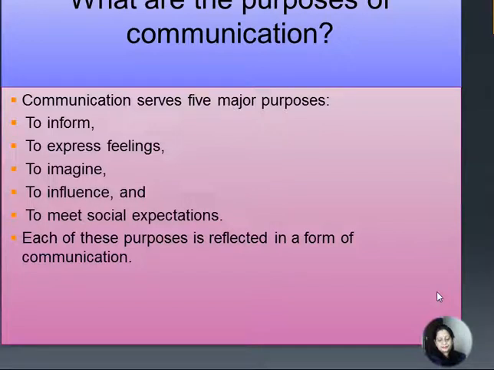In this we can discuss social websites like Facebook and WhatsApp. These applications are only possible because we are giving people a chance of communicating with others, or these are the modes of communication. That is why it also helps to meet social expectation. Each of these purposes is reflected in a form of communication. If there is no communication, then all the above mentioned points are a waste.